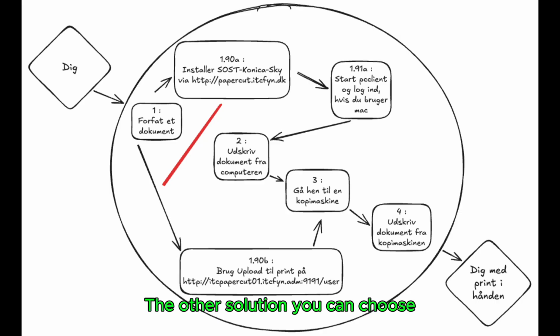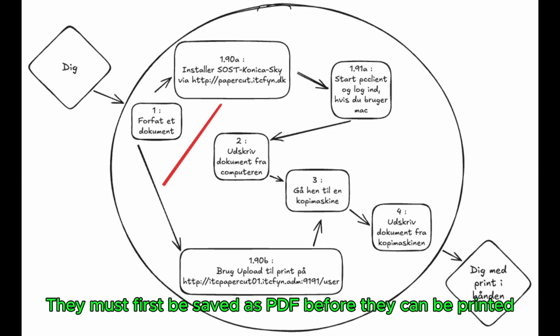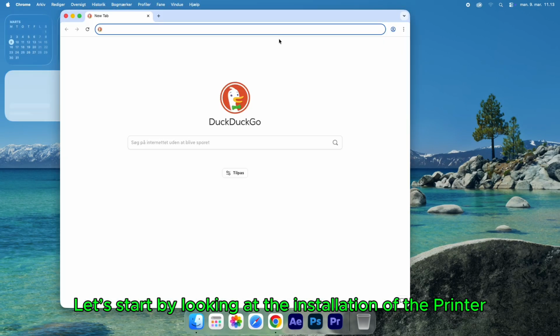The other solution you can choose is to upload a finished document to a website and return to step 2. There are some limitations to that solution, mainly that it doesn't accept Maple files directly. They must first be saved as PDF before they can be printed. Let's start by looking at the installation of the printer.